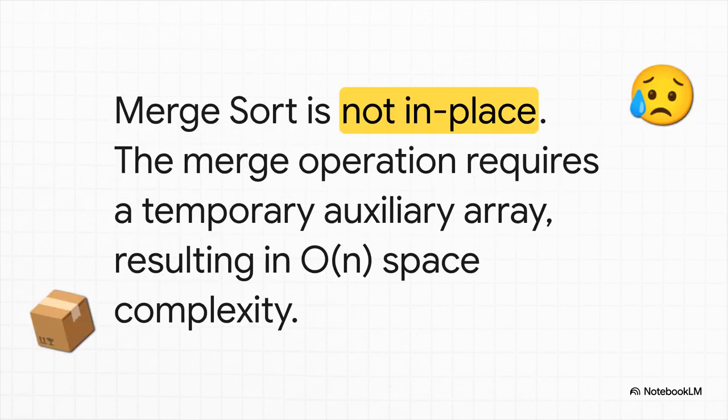But, you know, every hero has a weakness. Merge sort's kryptonite is memory. To do all that careful merging, it has to create a whole new temporary array that's the exact same size as the original one. So think about that. If you're sorting a gigabyte of data, you need another gigabyte of RAM just sitting there, free. In situations where memory is tight, that's a pretty big deal.